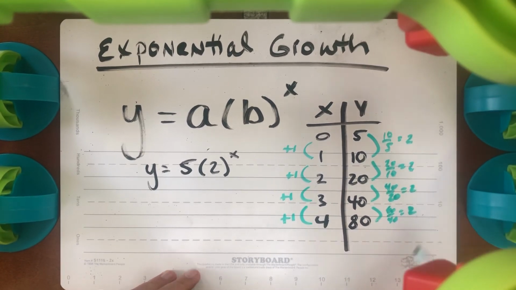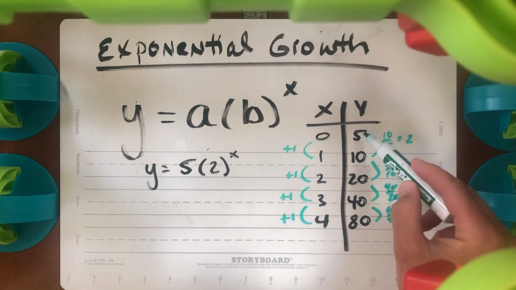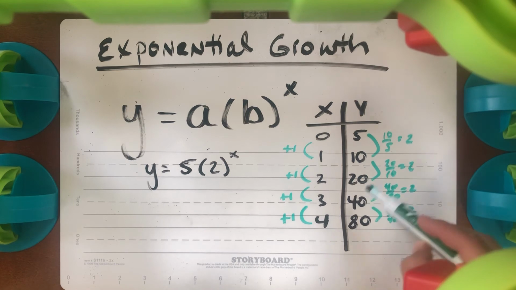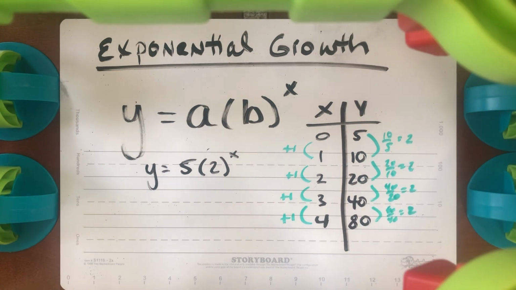So what we can see here is that each time we move in a y value, we double. Times 2 gets you 10, times 2 gets you 20, times 2 gets you 40, times 2 gets you 80. The exponential growth tables have this characteristic: a common first difference in the x column and a common ratio or multiplier in the y column.